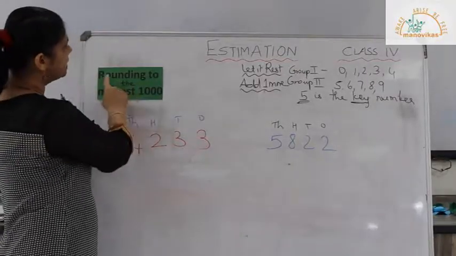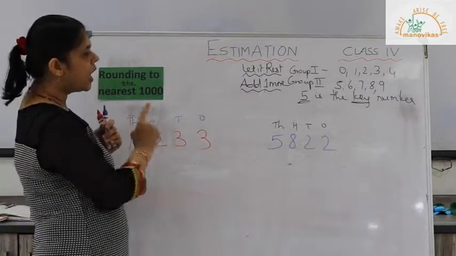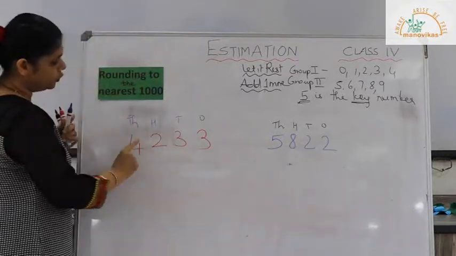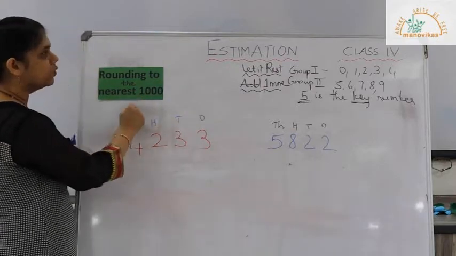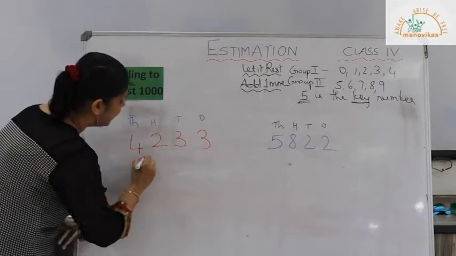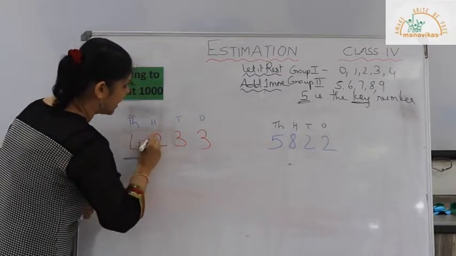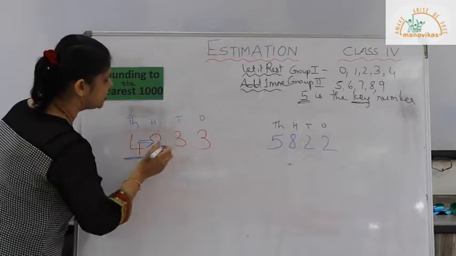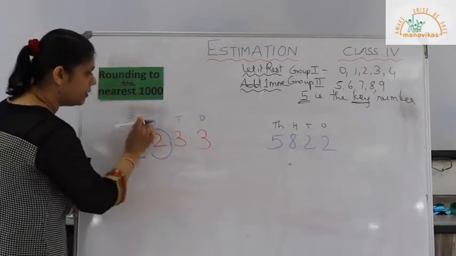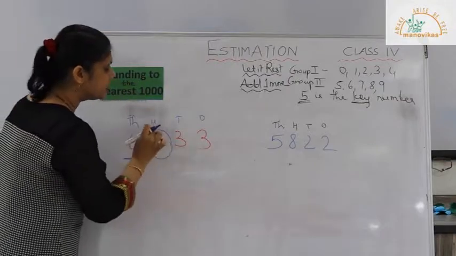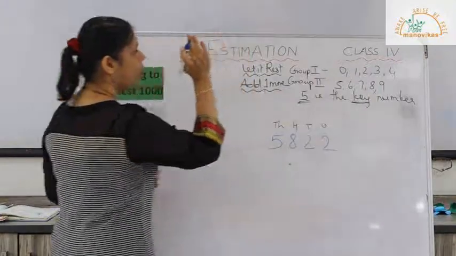The last part is rounding to the nearest 1000. Now, the rules are the same. If you want to round up this number 4233 to its nearest 1000, let us underline the digit in the thousands place. Which digit are you going to check? You are going to check the next digit after the thousands place, that is 2, which is in the hundreds place. Now, this digit 2 lies in which group? It lies in group number 1.